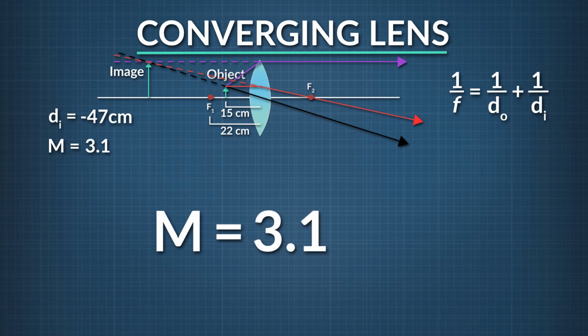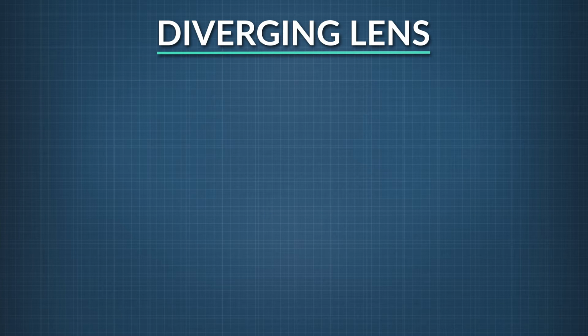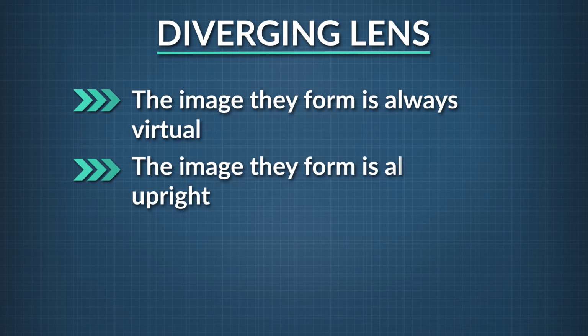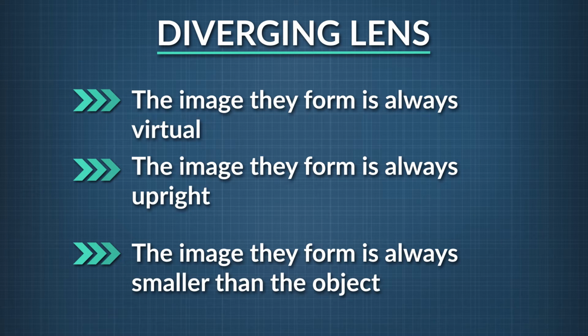We'll finish this closer look with an example of a different type of lens, one that diverges or spreads out rays of light. Like converging lenses, diverging lenses have a particular focal length, but diverging lenses are different in a few ways. The image they form is always virtual. The image they form is always upright, and the image they form is always smaller than the object.